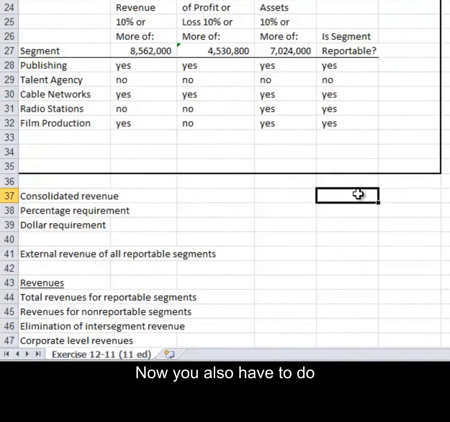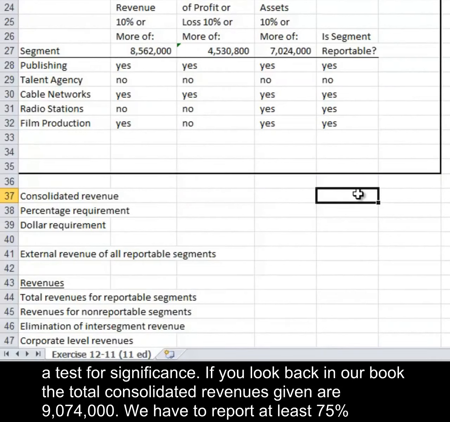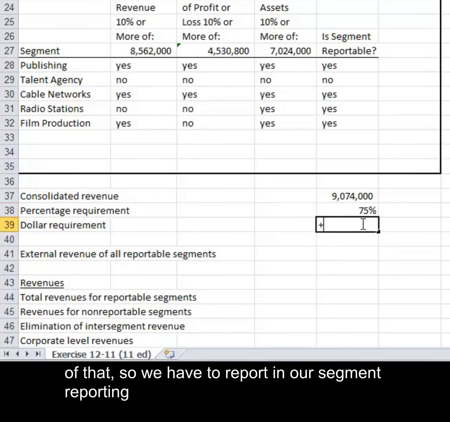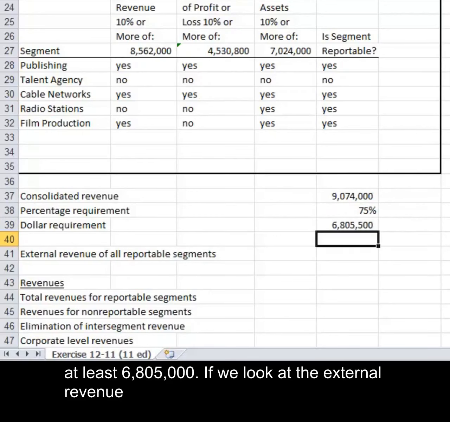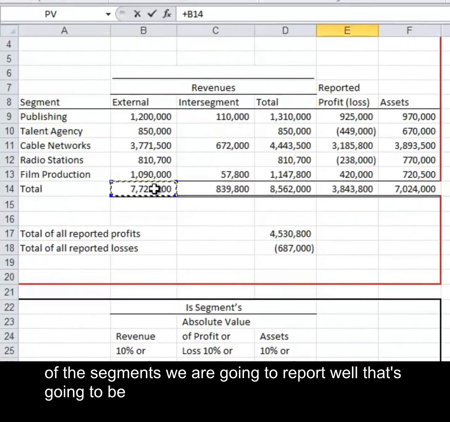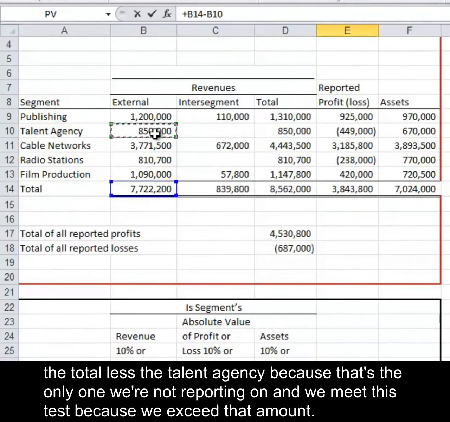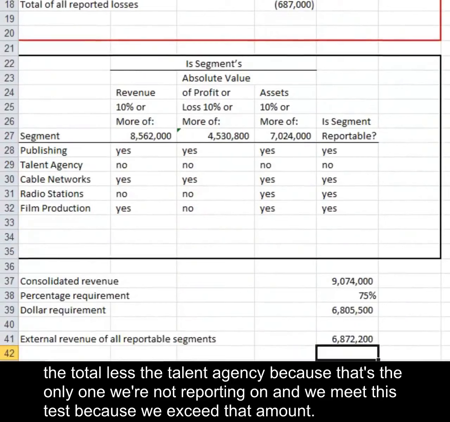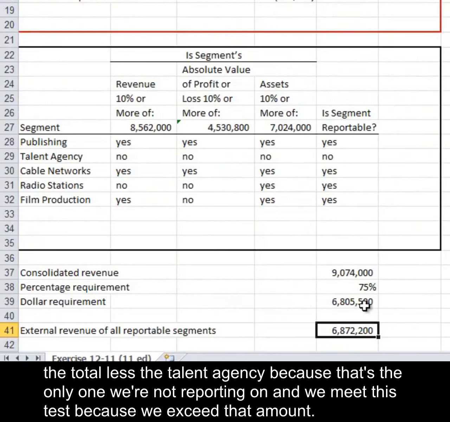Now you also have to do a test for significance. If you look back in our book, the total consolidated revenues given are $9,074,000. We have to report at least 75% of that. So we have to report in our segment reporting at least $6,805,000. If we look at the external revenue of the segments we are going to report, well, that's going to be the total less the talent agency, because that's the only one we're not reporting on, and we meet this test because we exceed that amount.